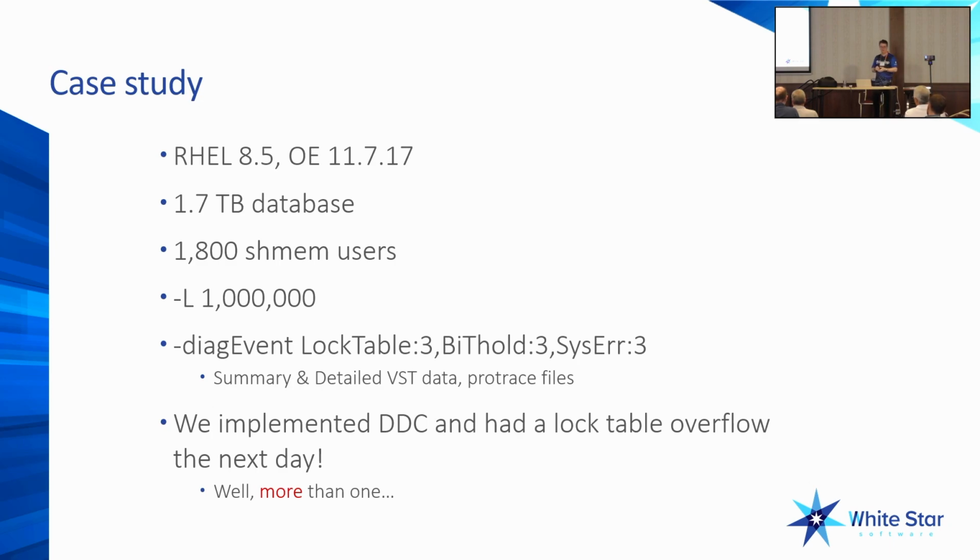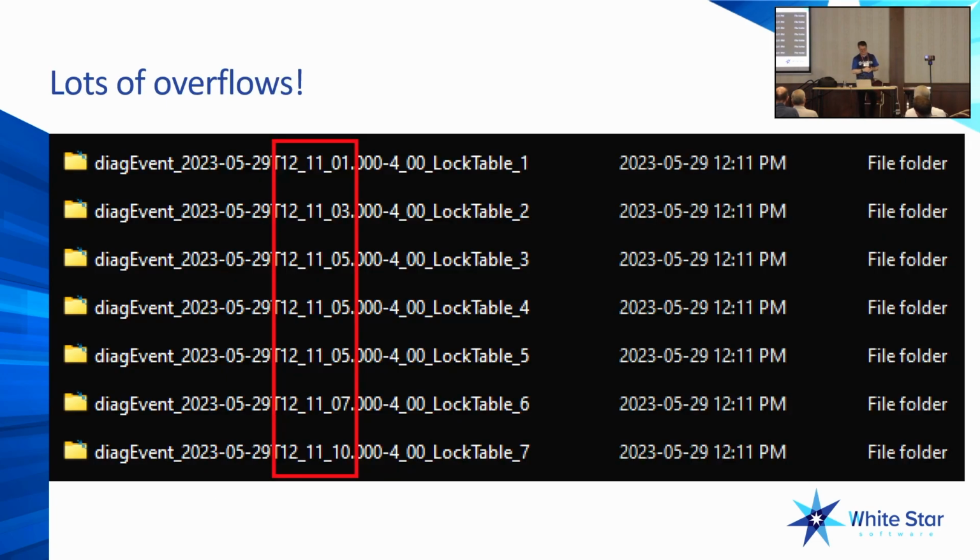Will we get a lock table overflow eventually? Well, bingo, we got one the next day. I say one, but actually it was more than one. So here's a sampling of the event directories that were generated. This was on Linux, but this is a screenshot from my laptop. So you can see in here in the red box, this is the time portion of the date and timestamp. So we start at 12:11 and 1 second. By event 7, we're at 12:11 and 10 seconds. So they're happening pretty rapidly.